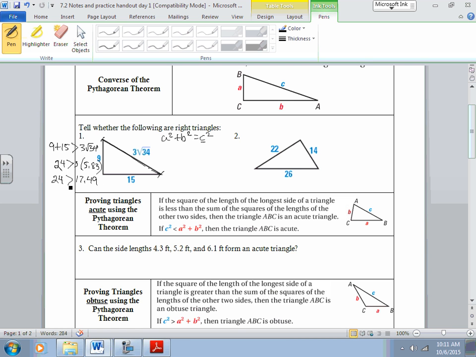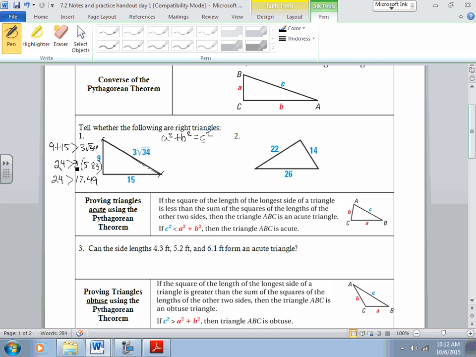All right, so 24, is it bigger than 17.49? Did you type in the square root of 34? That's 5.83. That 3 is outside of the radical, so you're going to multiply 3 times whatever the square root of 34 is. Okay? All right, so 24 is greater than 17.49. Is that true? Yes. That means those sides do make a triangle. We don't know if it's a right triangle yet, though. We just know it's a triangle.